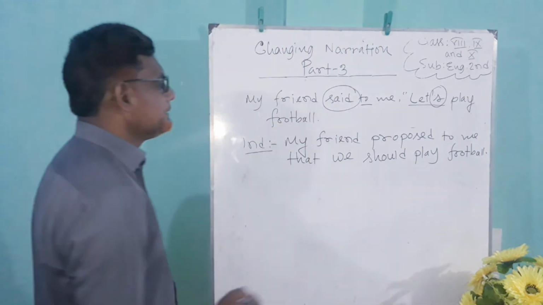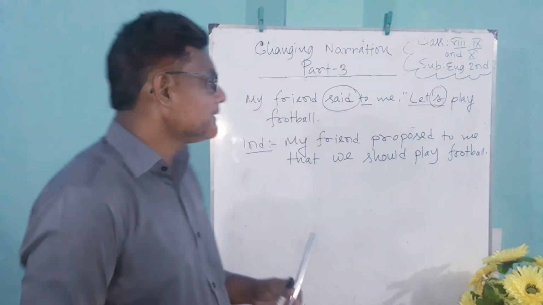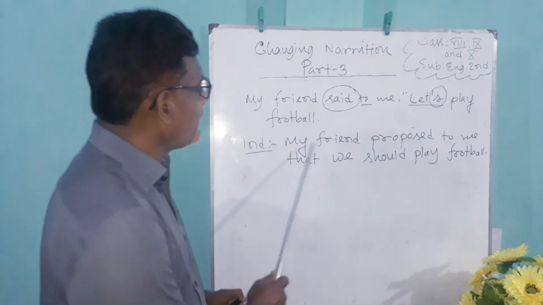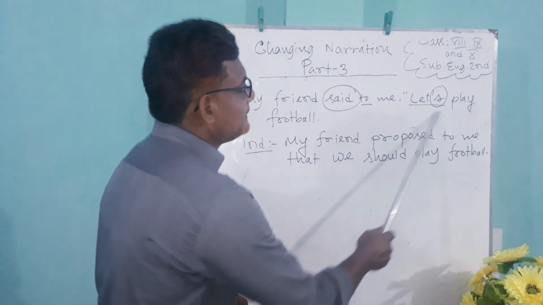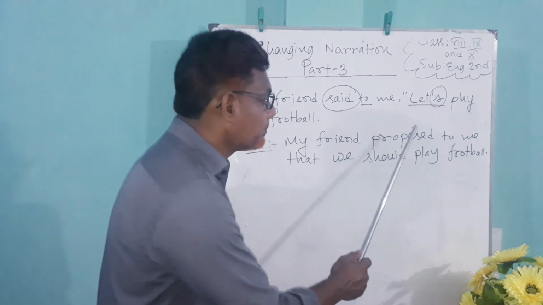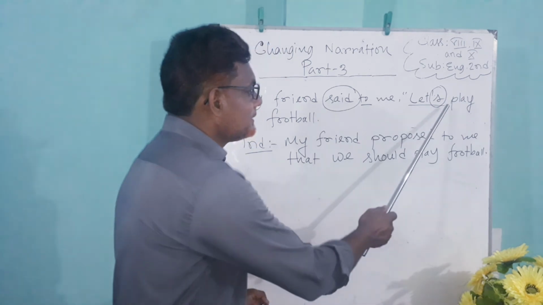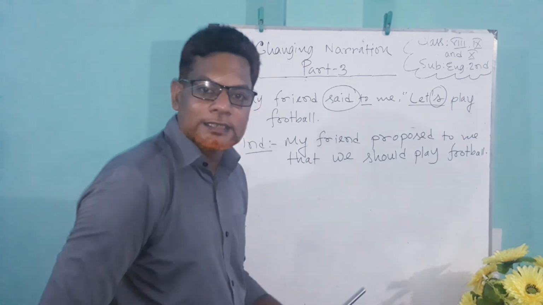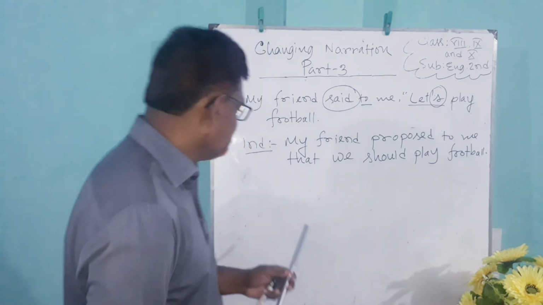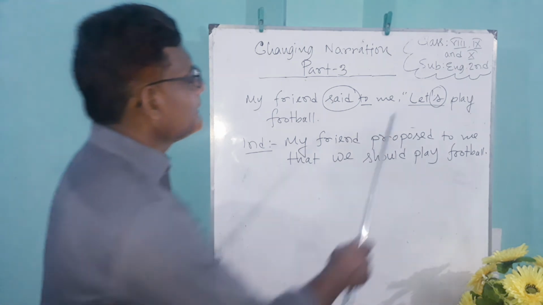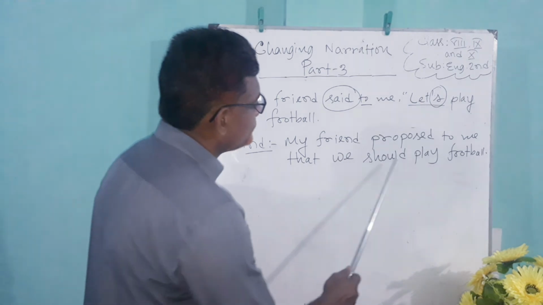So dear students, you can see my friend said to me, let's play football. If we want to change the sentence into indirect, it will be my friend proposed. Why have I used proposed here? As this sentence is denoting proposal. That's why I have used proposed. Then I have used that. Why? As this sentence has started with let. If the sentence starts with let, we can use that as the connector. So I have used that here. Then this sentence will be changed into assertive. That's why we have used we should play football.